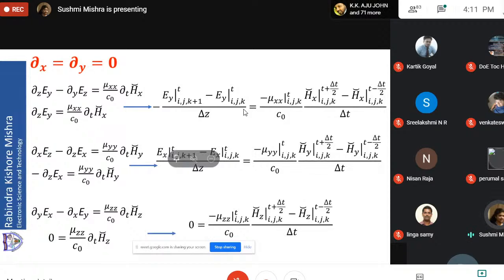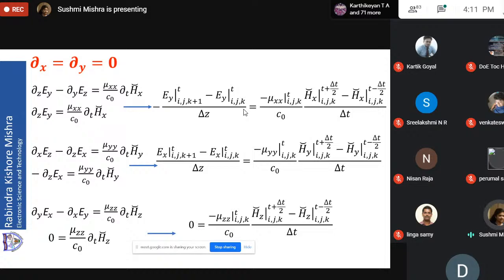Now, in the Maxwell's equation, put dou x is equal to dou y is equal to 0. And once I put that, I can discretize. My discrete equations will be on the right hand side. So dou z Ey minus dou y Ez will be modeled like this. Because dou y will be 0, dou y Ez will go out. So the first line will become dou z Ey is equal to mu x or mu y c0 dou t Hx. Now I know how to discretize both the sides.